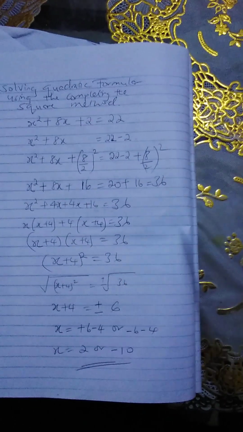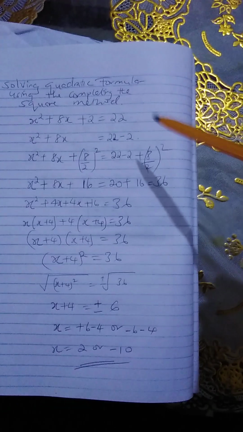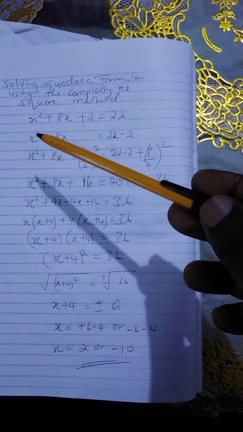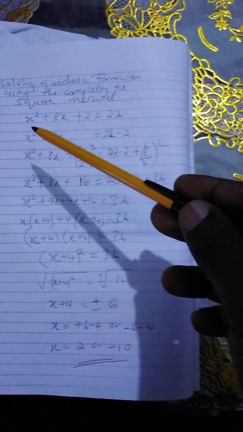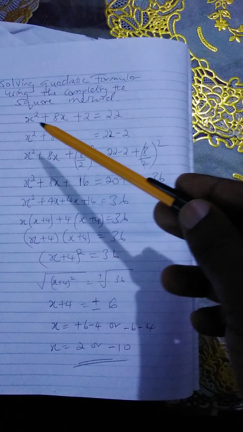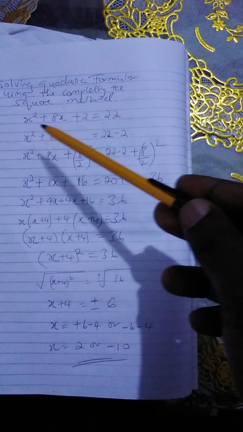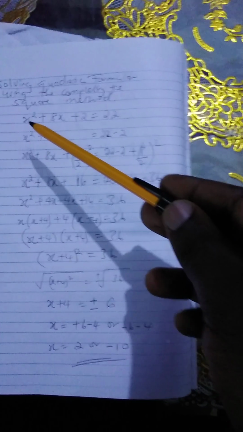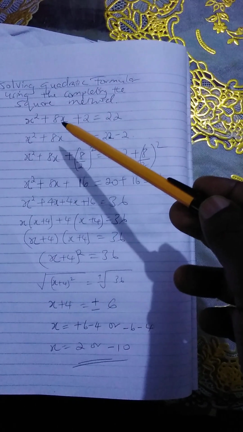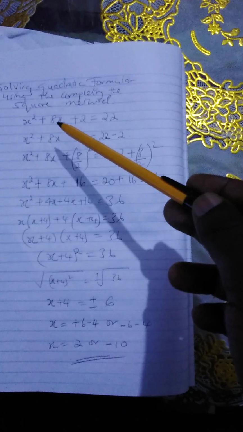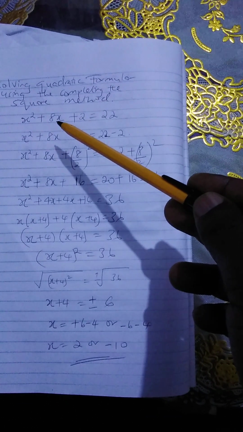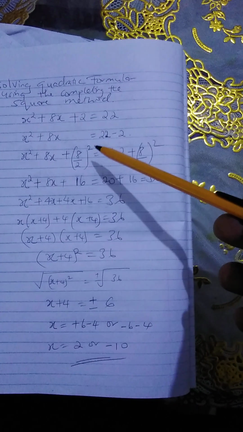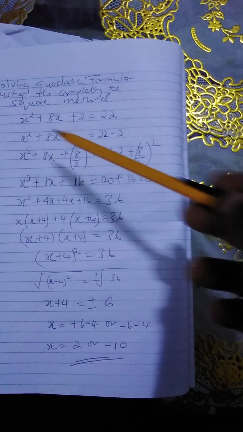You can use the two x values to confirm whether our answer is right. Now if we use 2 as x, here it will be x squared plus 8x plus 2, and x is 2. Now 2 squared is 4, plus 8 times 2 is 16. 4 plus 16 is 20. 20 plus 2 is 22. Therefore our x, if it's 2, is correct.